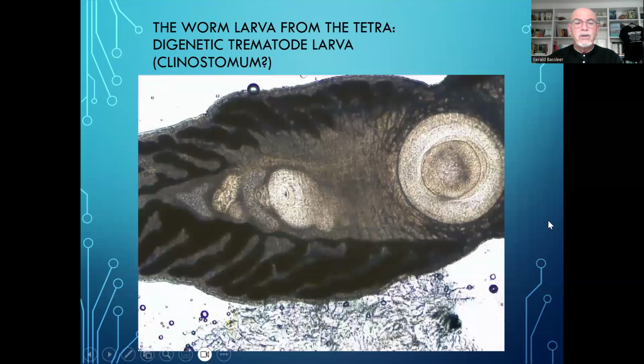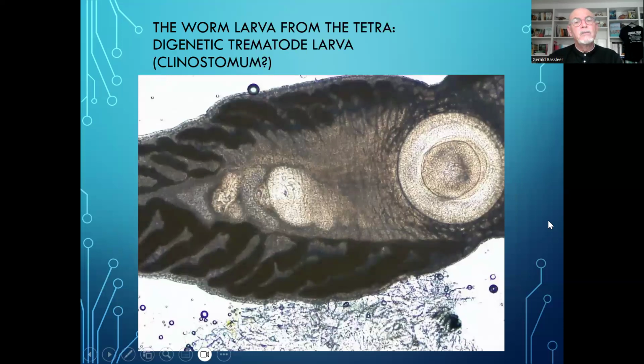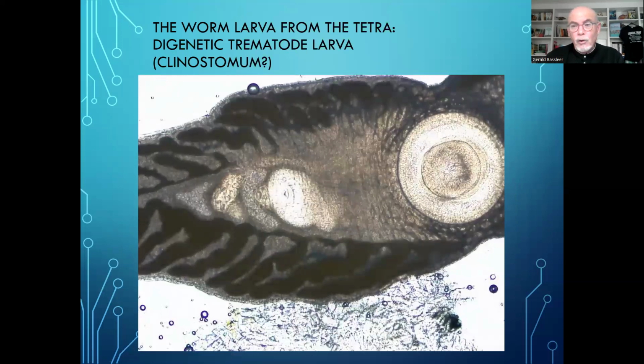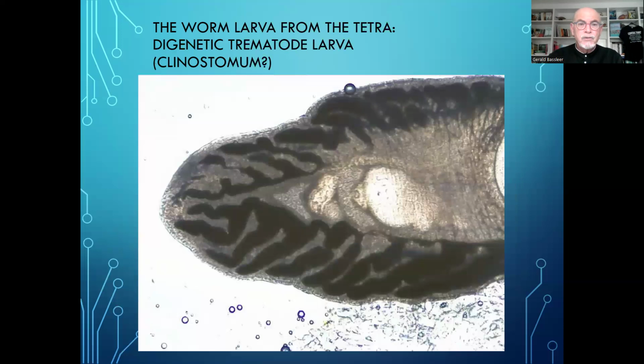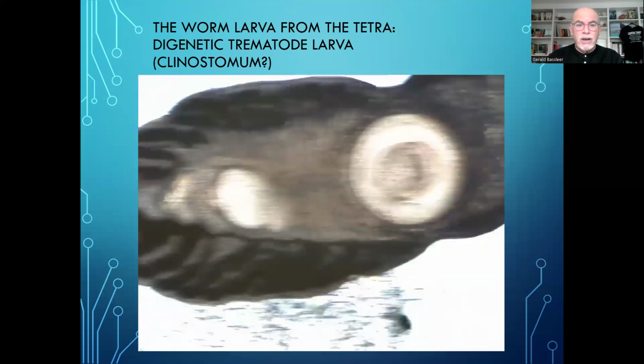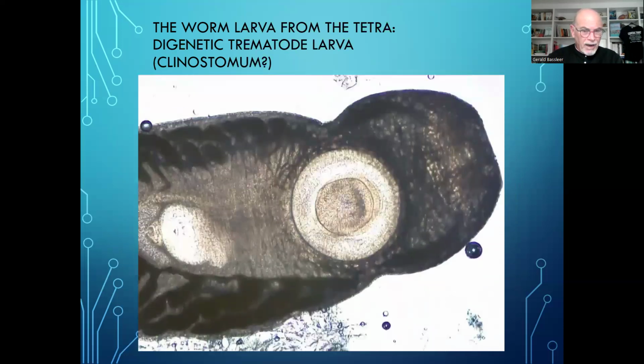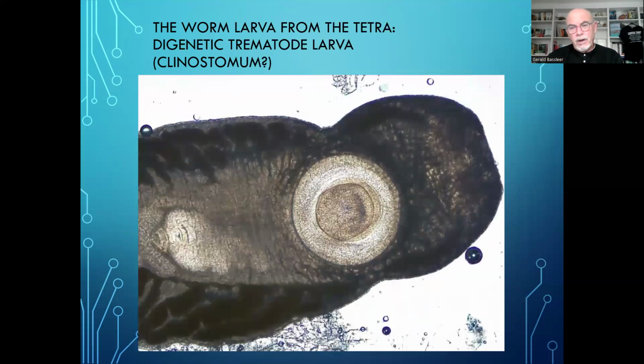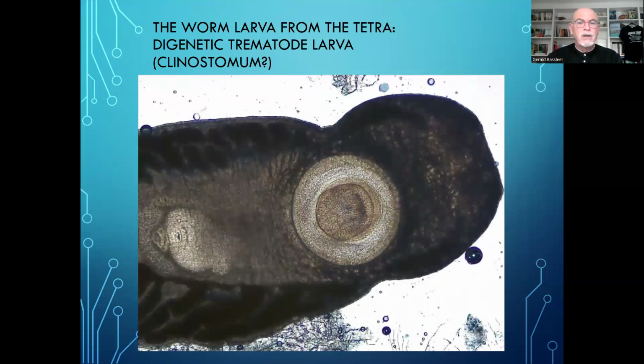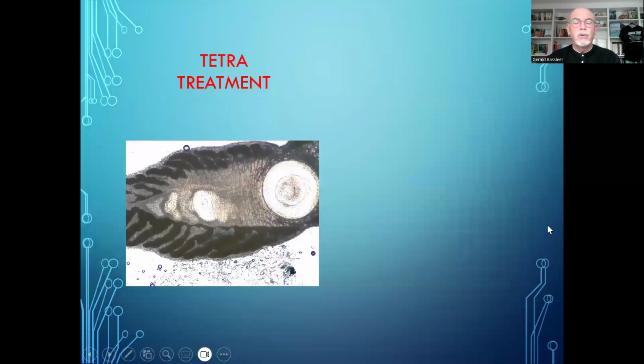So I will share you more details with the view of this very nice looking parasite, the trematode larvae, the Clinostomum species. Most likely it's Clinostomum, although I am not a specialist in identifying. Usually you have to bring that to a parasitic specialist. But you can see here the two suckers and the body structure, which looks similar to Clinostomum.